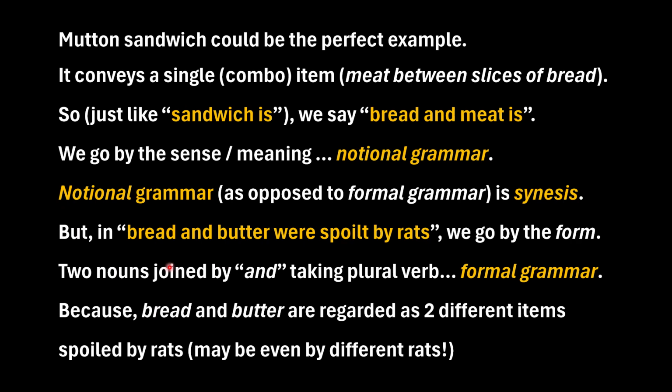But in the case of breakfast, you can't say "bread is his breakfast and butter is his breakfast." Here you can say "bread is spoiled by rats and butter is spoiled by rats." But there you cannot say "bread is his breakfast and butter is his breakfast." So here we go by the formal grammar, because these are two different items, not one single item.